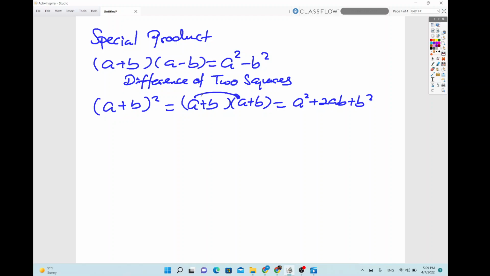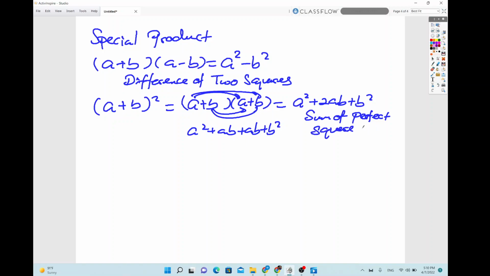So you try to FOIL this: a times a, a times b, b times a, b times b, so it's a squared plus ab plus ab plus b squared. So another name for that is the sum of a perfect square trinomial. So sum of perfect square of a trinomial.